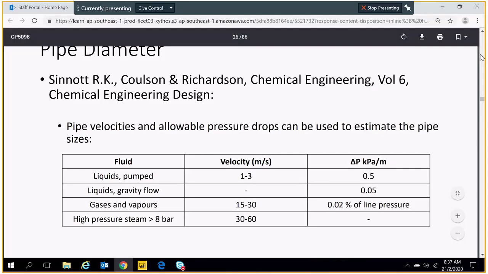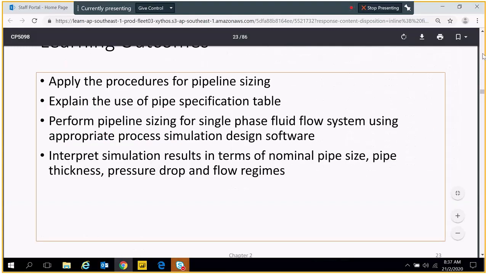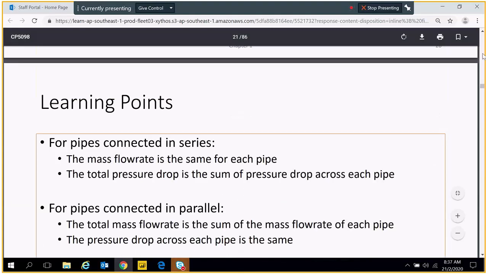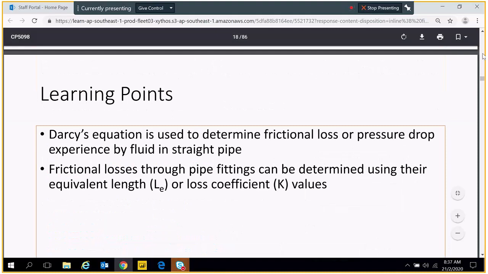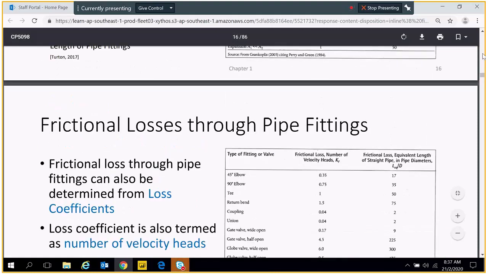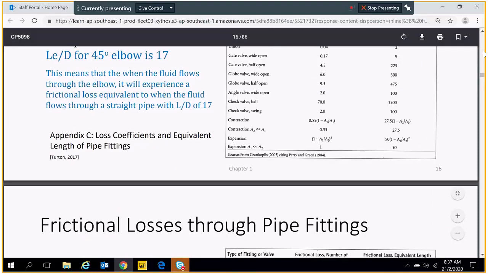Now, if you go back to the Darcy equation, how do you check that your delta P is not more than 0.5 kilopascal per meter?